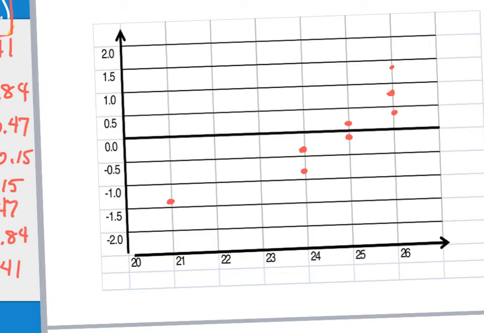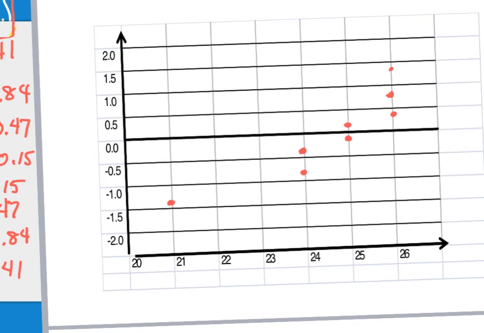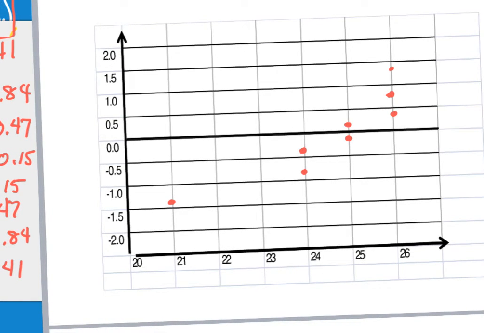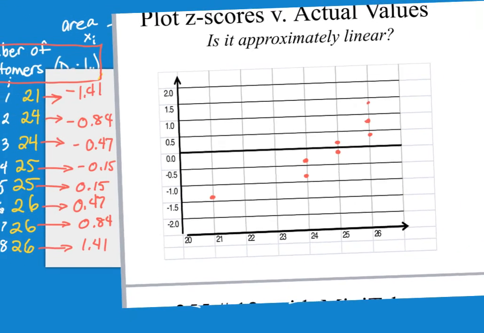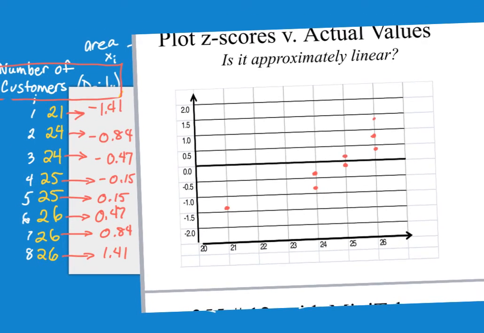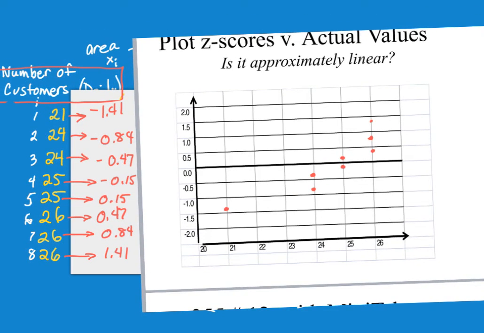Okay, so what does that look like? A little bit of a mess there. And remember, that's just 1, 2, 3, 4, 5, 6, 7, 8 points. 8 coordinate pairs, which is what I started with. So I have everything graphed that I was supposed to. Is it approximately linear? Could you go in there and find a line of best fit? Yeah, you could. That looks pretty good.